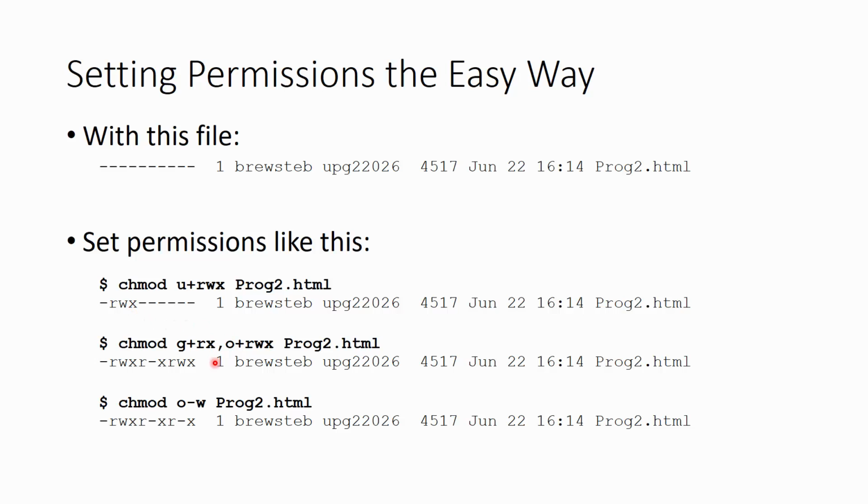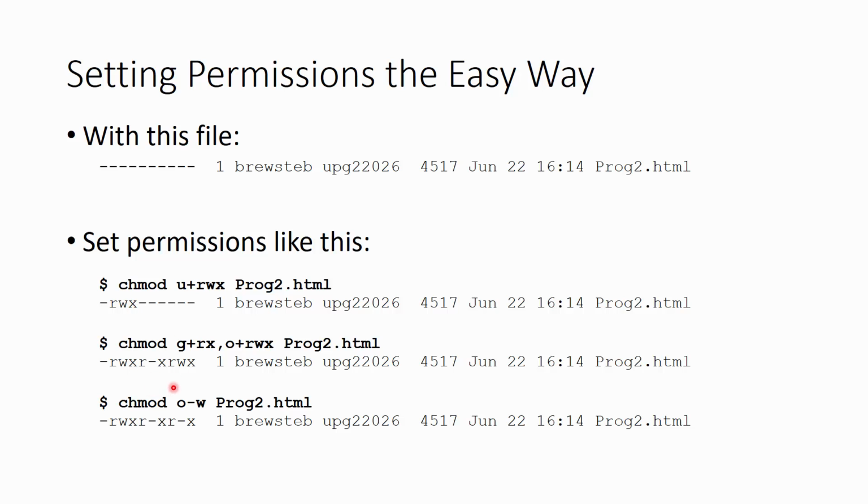I can even use a comma and string together a couple of different classes at once. Here I'm setting read and execute permissions for group, and for owner and all others, I'm setting read, write, and execute. And it turns out that that's weird. In this case, I've set all others to have more permissions than, say, a security group that I'm in, which is silly.